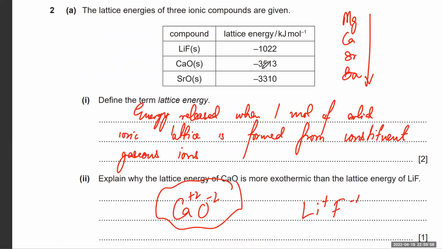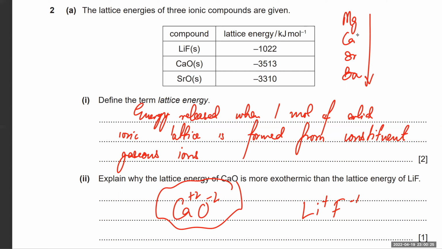Is it going to be a stronger lattice, the first one, or a weaker lattice compared to calcium? A stronger lattice, because smaller ions always make a stronger lattice. The charge is not a factor here because all of them have +2 charges. So it's charge density that should be used, but the charge is constant, so smaller ions are going to make a stronger lattice.